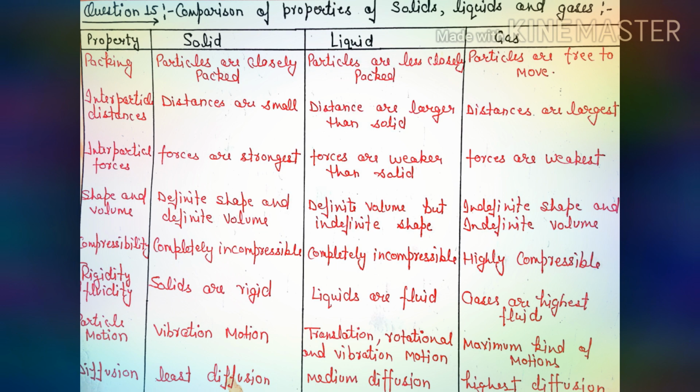Particle motion: in solids there is vibrational motion, in gases many kinds of motion are found. In case of diffusion, in solids diffusion is very small, whereas gases diffuse the most. In all these properties, liquids remain intermediate in each and every aspect. So this is the most important question. Learn it.